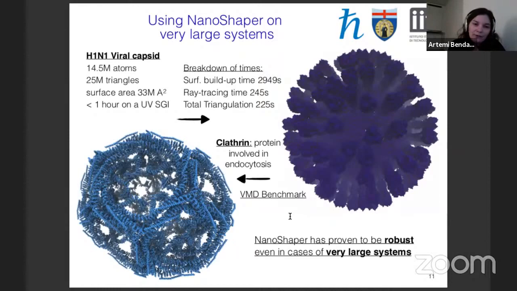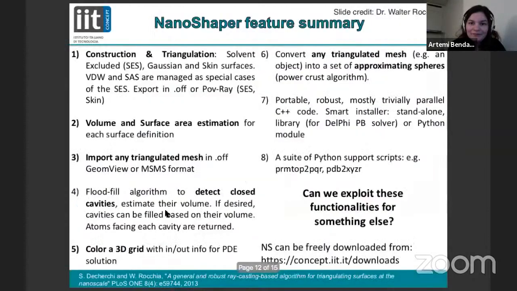And it is also interfaced with VMD, so you can directly use NanoShaper to represent molecules in VMD, and the benchmark there for a very large system was Clathrin, which is a protein involved in endocytosis that you can see here on the left. Here, I'm just putting a summary of the main features of NanoShaper. It is rather flexible software. You can do plenty of things with it.